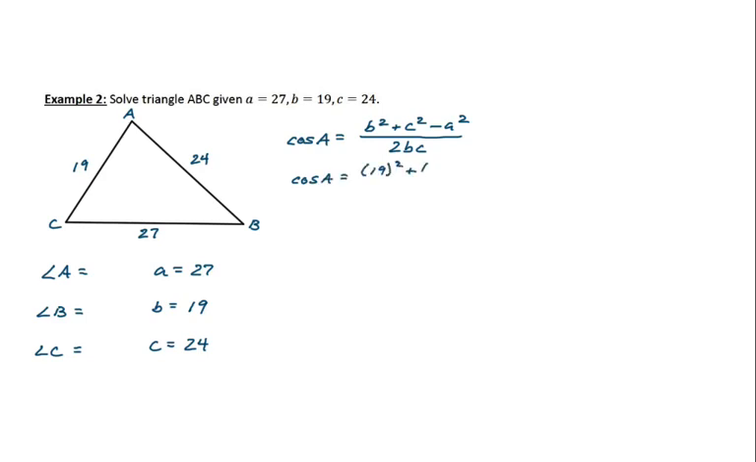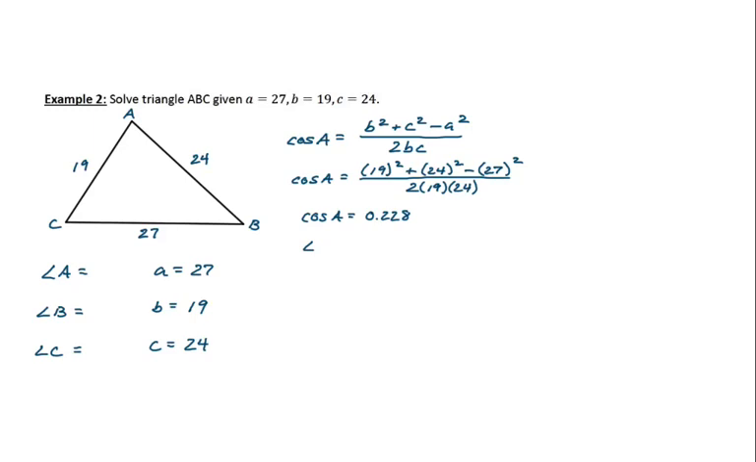So if I put 19 in for B, 24 in for C, 27 in for A, here's what I would get. So cosine of A is equal to, and again, I'm going to put the entire numerator in its own set of parentheses and the entire denominator in its own set of parentheses and get a number for the cosine of A. So what I would get is 0.228, that's rounded to 3 decimal places.